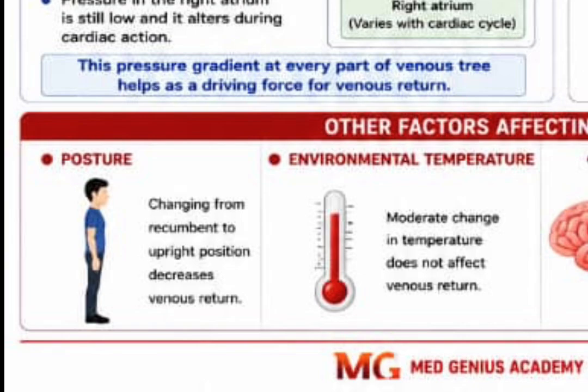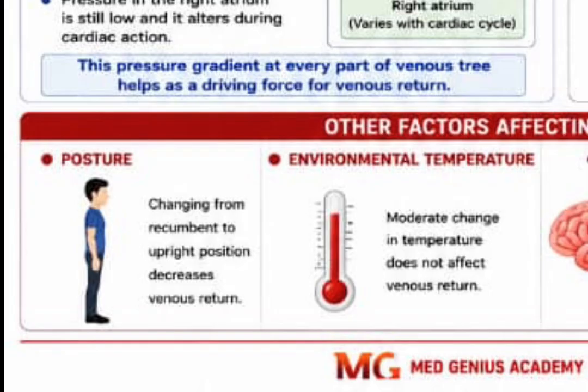So the next one is environmental temperature. How does environmental temperature affect venous return? Moderate change in temperature does not really affect venous return, unless you start having an increase in temperature. So maybe in the afternoon when there's sun, that can greatly affect the venous pressure. Are you getting it now? And affecting the venous pressure affects the venous return.